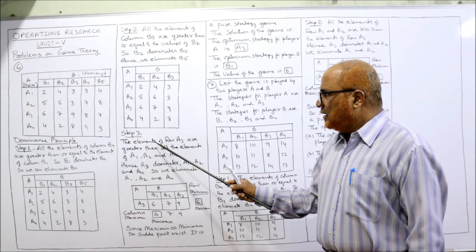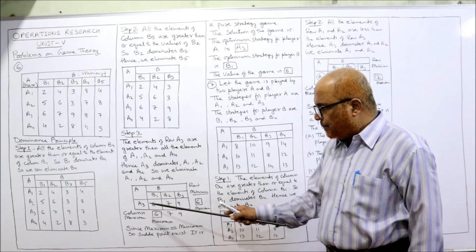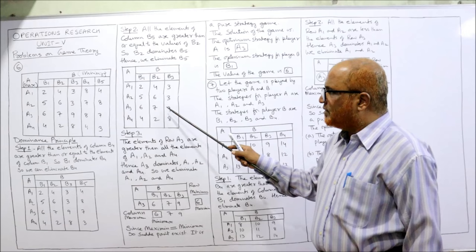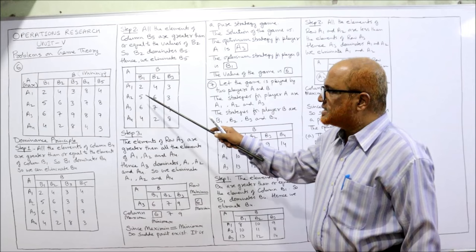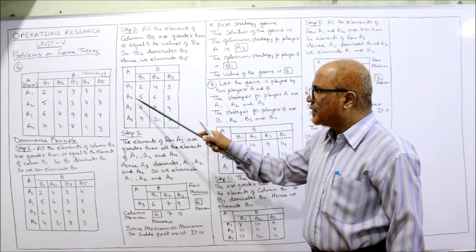Now we can see here the elements of row A3 are greater than all the elements of A1, A2 and A4. The elements of A3 are 6, 7, 9. Now compare A3 with A2. 6, 5: 5 is less. 6, 7: 6 is less. 9, 3: 3 is less. So all the elements of A2 are less than A3.